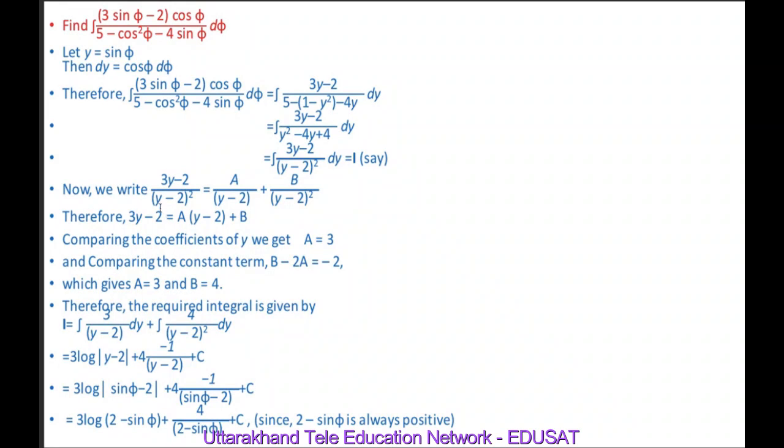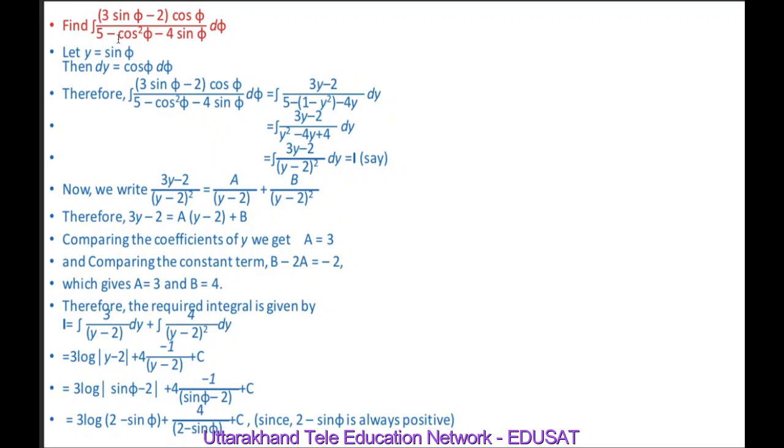Now the constant term. Here the constant term is minus 2. On the other side it is minus 2a plus b. So b minus 2a equals minus 2. If you substitute a equal to 3 here, it is minus 6. Shifting to this side, minus 2 plus 6, which is 4. So b is 4. So a equals 3 and b equals 4.